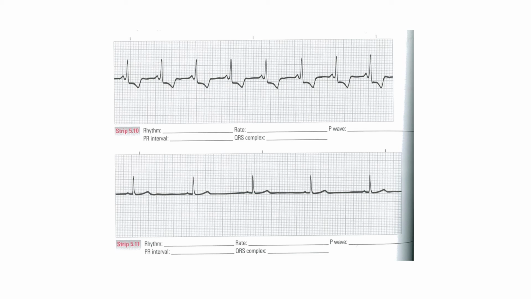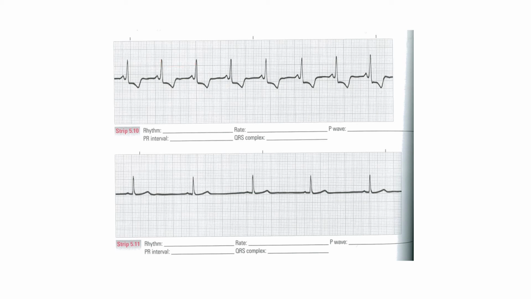Let's review 5.10. So if you did your work, you should have determined that the rhythm is regular, the R to R is regular, and the heart rate would be 72. And if you're looking at between your R to R's and how many boxes you counted, you would have counted 21 baby boxes in between. So I'm just going to show you 5, 10, 15, 20, and it looks like 1 baby box. So 21, and it gives you a heart rate of 72.